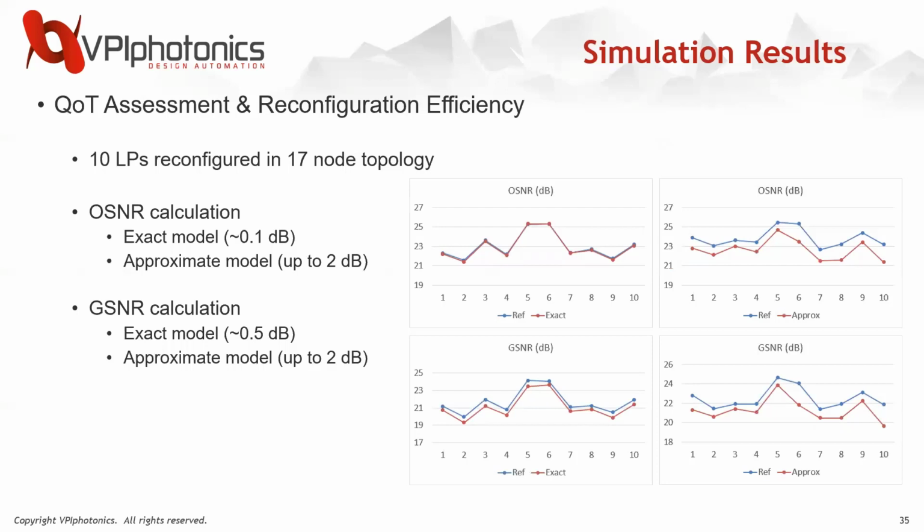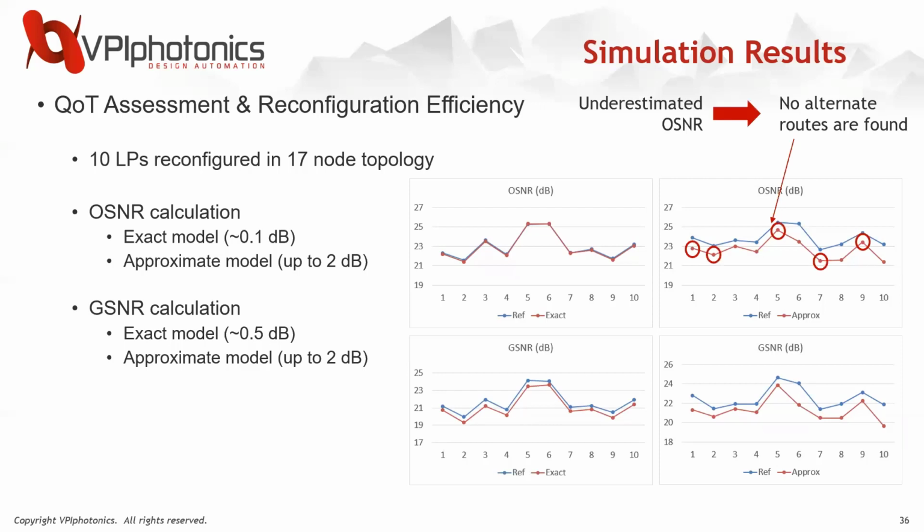Now, a few words about the algorithm accuracy and efficiency. We show here results of reconfiguring the 10 longest light paths in the network. The OSNR and GSNR values after light path reconfiguration agree with the reference model when using the exact span loss calculation model. On the other hand, the approximate model underestimates the OSNR and, as a result, the GSNR values. So consequently, the algorithm did not find alternate paths for 5 of 10 light paths with the approximate model.